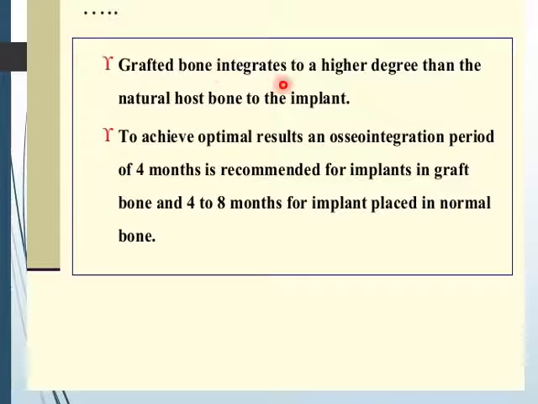Grafted bone integrates to a higher degree than the natural host bone to the implant. When we use the bone graft with the implant, there is a higher degree of integration than natural host bone to implant. To achieve optimum results, an osseointegration period of 4 months is recommended for the implant in a graft bone and 4 to 8 months for an implant in normal bone without graft.